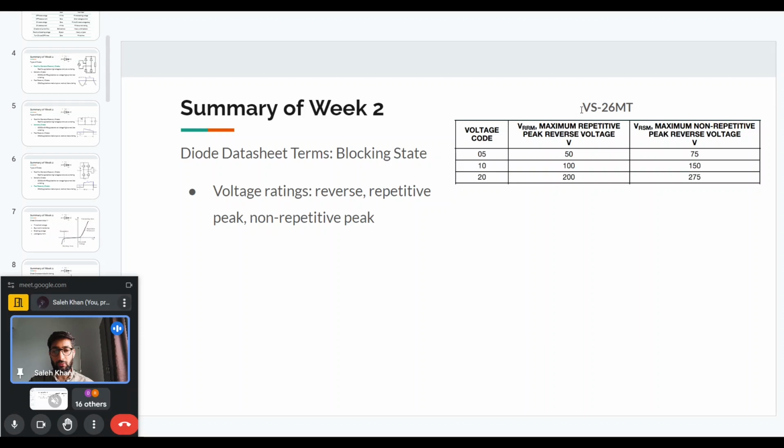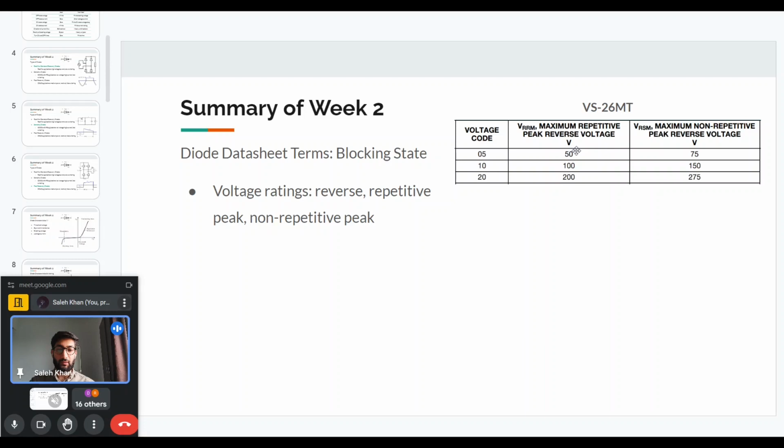As we can see, the data sheet shows the maximum repetitive peak reverse voltage and the non-repetitive peak reverse voltage. The repetitive voltage is a reverse voltage that comes across the diode repeatedly. So in every switching cycle or the fundamental frequency cycle, the voltage given in the data sheet is the voltage that the diode can block in a repetitive fashion.